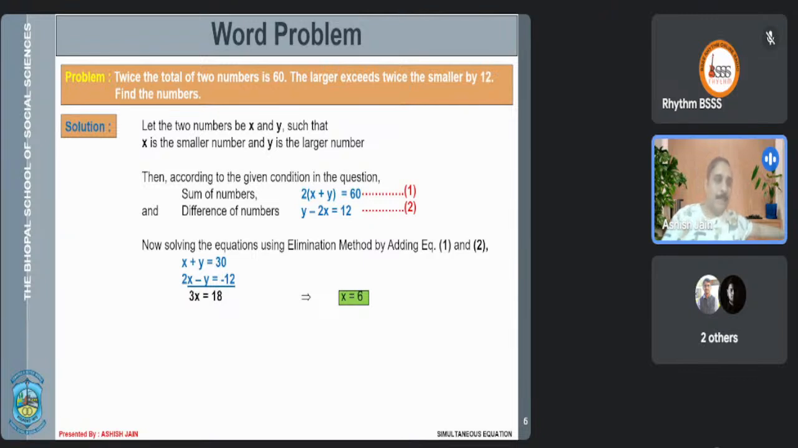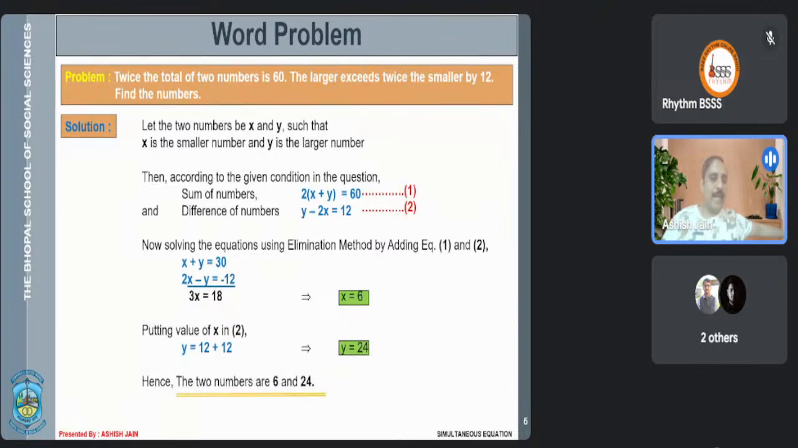Here it is case number 1, same coefficient opposite sign. Just simply add them together. So 2x plus x is 3x, 30 minus 12 is 18. The value of x is 6. Put it in equation number 2, you'll get the value of y as 24. Hence 6 and 24. In your books, if you see word problems, I think you are able to do that. Try to solve the word problems. You will be able to do it easily.